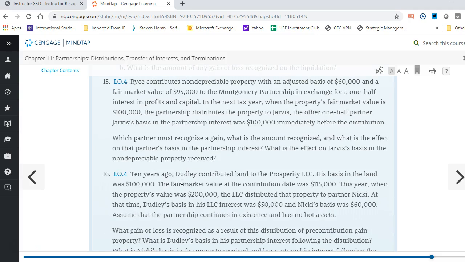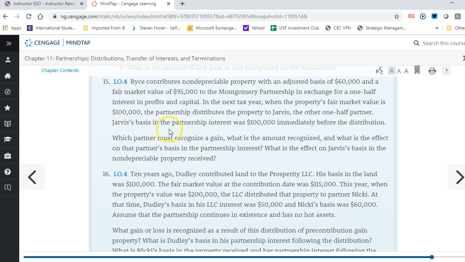Question 15, this is for Rice. Rice contributes non-depreciable property with an adjusted basis of $60,000 and fair market value of $95 to the Montgomery Partnership in exchange for a 1/2 interest in profit and capital. In the next year, when the property's fair market value is $100, the partnership distributes the property to Jarvis, the other 1/2 partner.